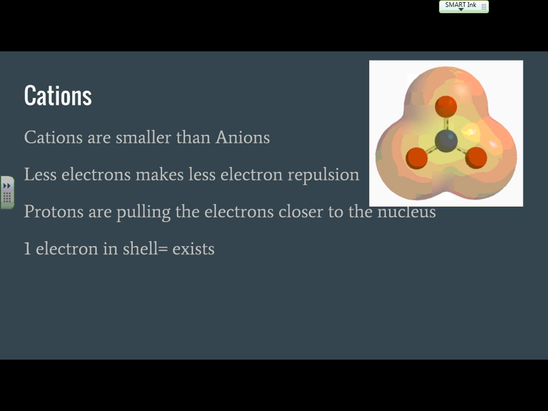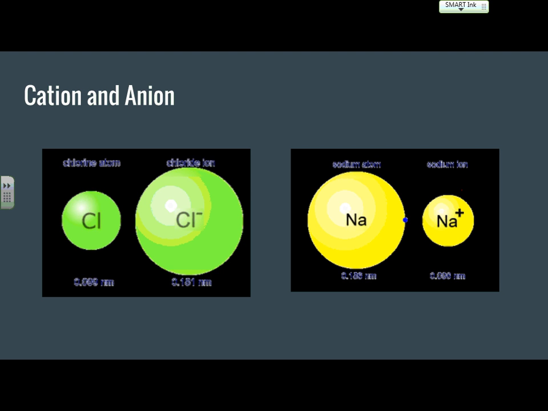We'll come back to it. And here's a picture I found. It's chlorine and the chloride ion. You know it's bigger because it has that one extra electron. Sodium lost that electron, so it's smaller.